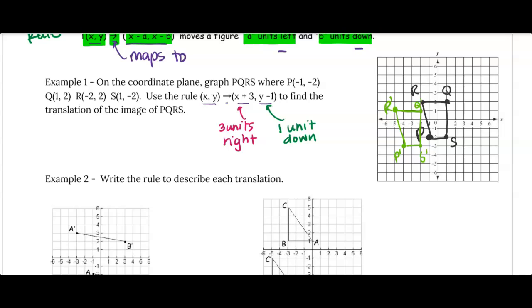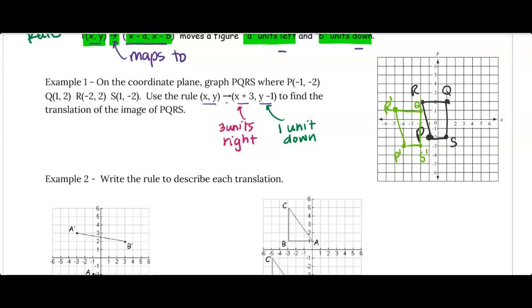Another strategy that you can use is to move 1 point and then just count to the rest of the points from the original figure and how far they were away. So you can move R and then just count 3 from R to get Q, and then 4 down to get S, and just move about the figure that way.